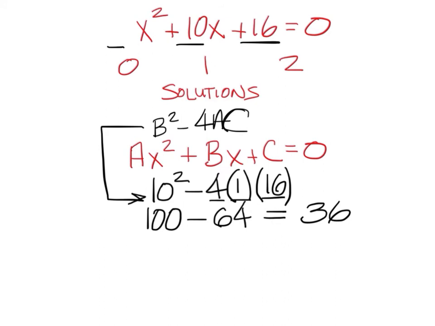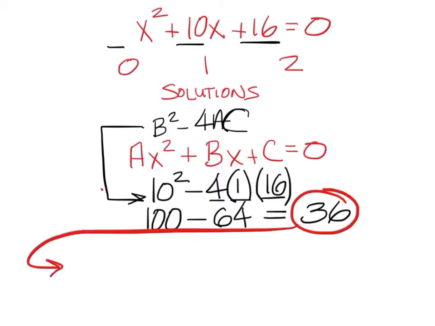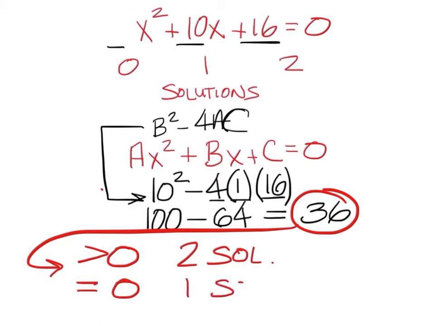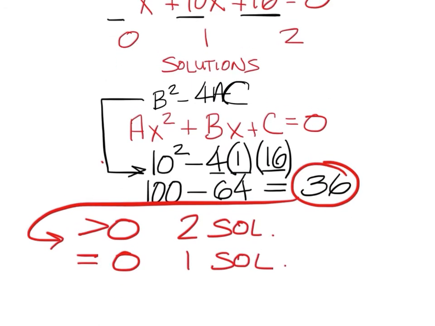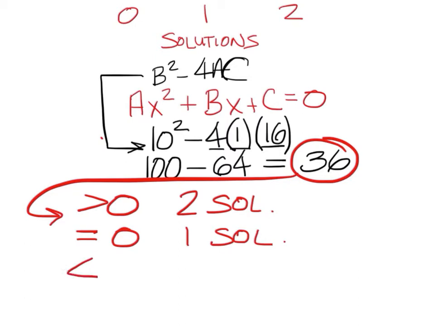If the answer for the discriminant, which is right here, is greater than 0, then I have 2 solutions. If it equals 0, then I have 1 solution. And if it is less than 0, I have no solutions.